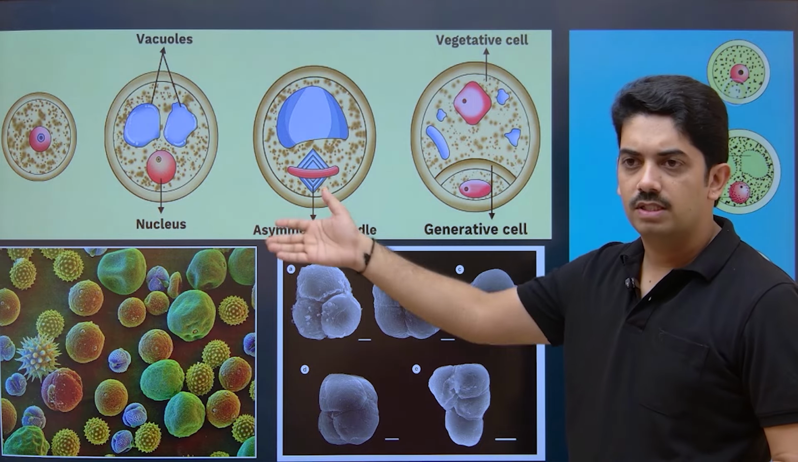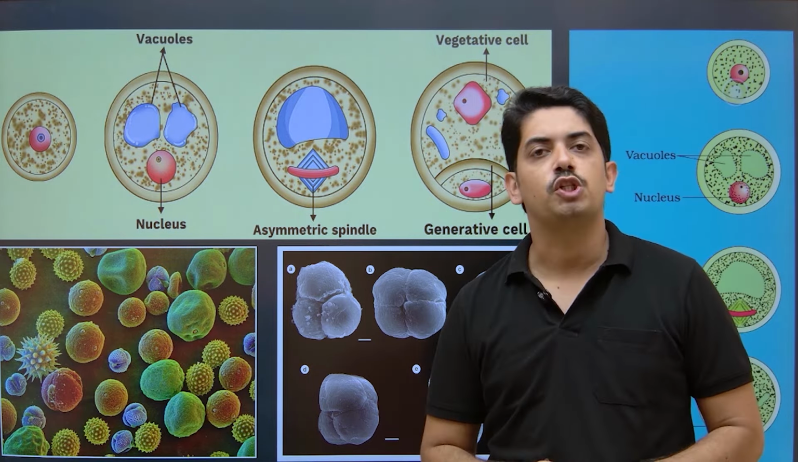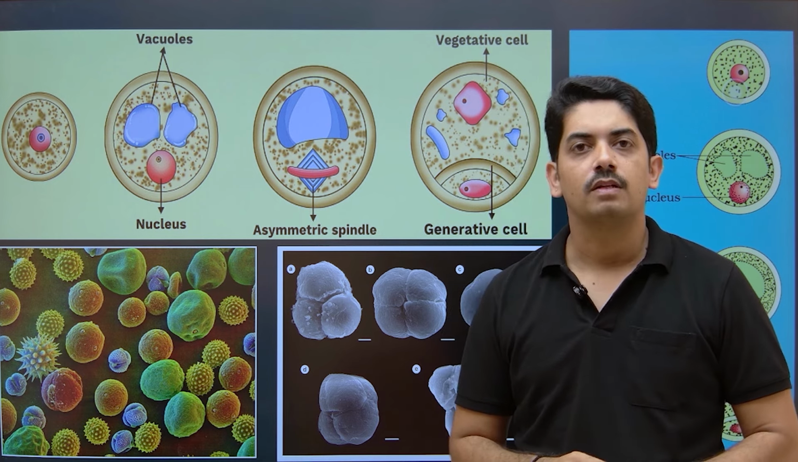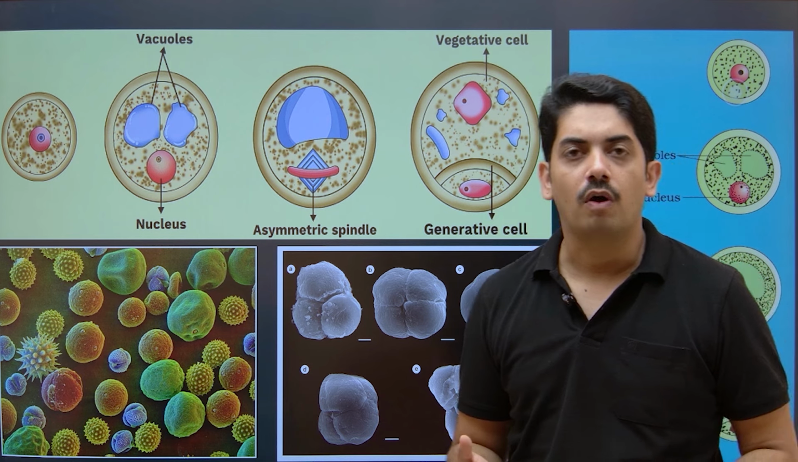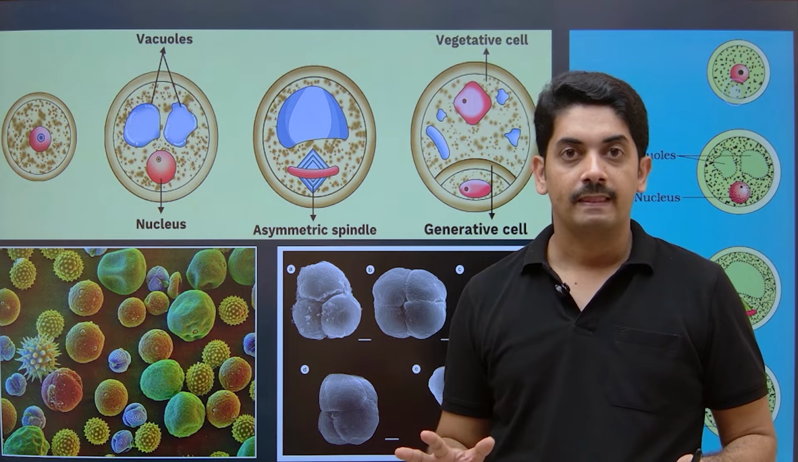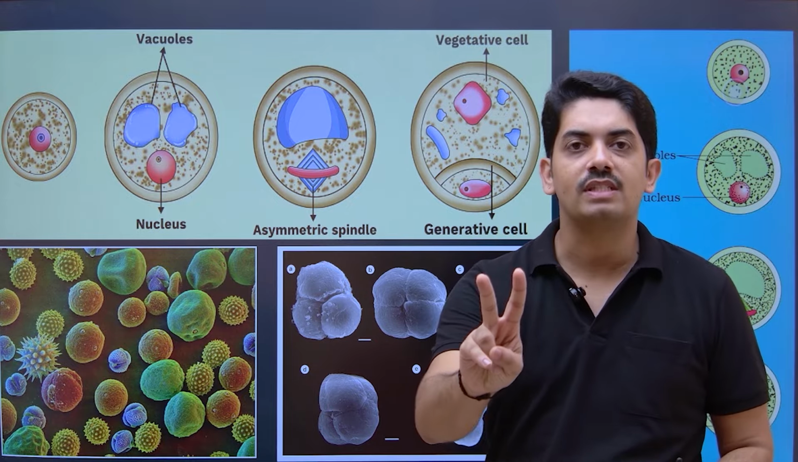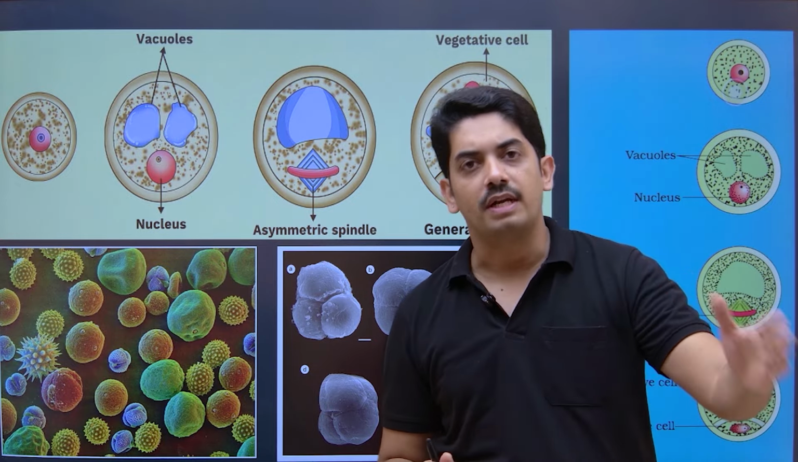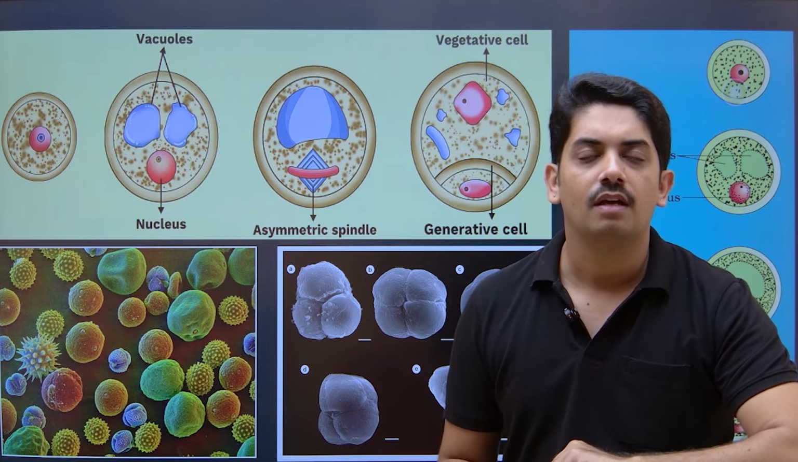Hope this diagram is very clear now. Now tell me, how many cells are present in the matured pollen grain? 2 cells, one generative cell, one vegetative cell. Is it same in the case of all the plants? No. 60% of the plants release their pollen grains in the 2-celled stage. Remaining 40% of the plants release their pollen grain in the 3-celled stage.